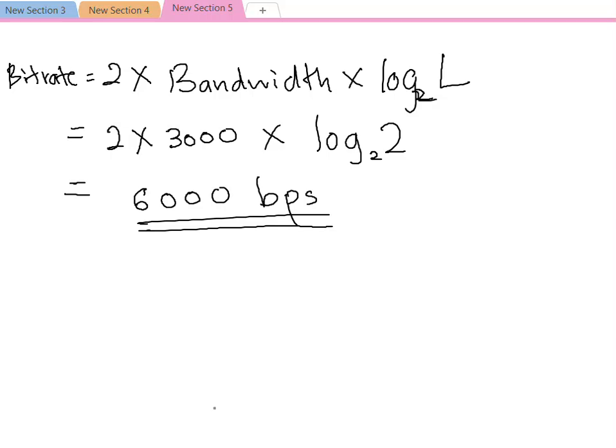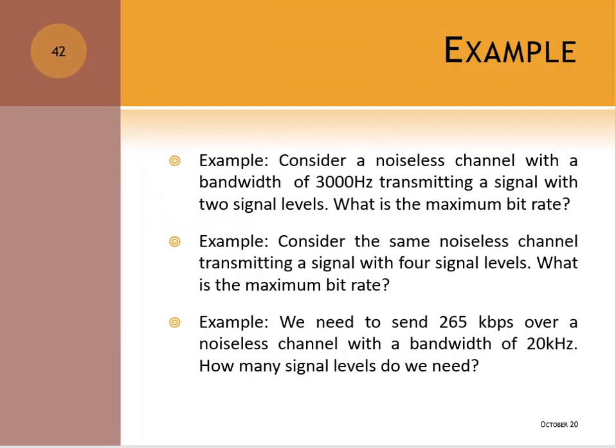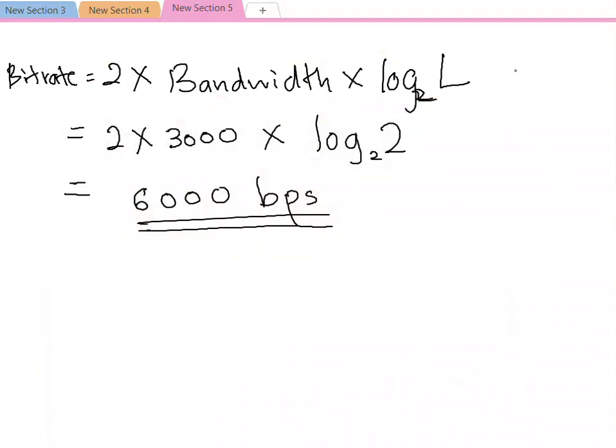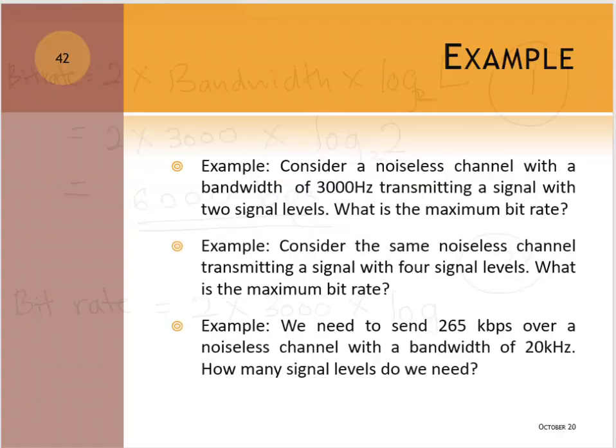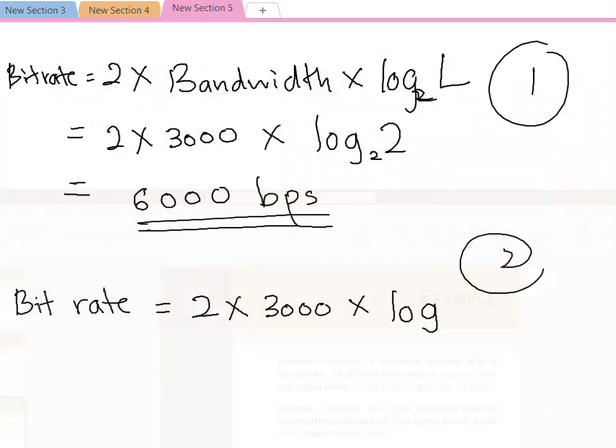Another question. Consider the same noiseless channel transmitting a signal with 4 signal levels. What is the maximum bit rate? This is for number 1. For number 2, just apply the same formula. Bit rate equals 2 times bandwidth, the same bandwidth. But for the signal levels, instead of 1 bit, kita gunakan 2 bit. Jadi 4 levels.